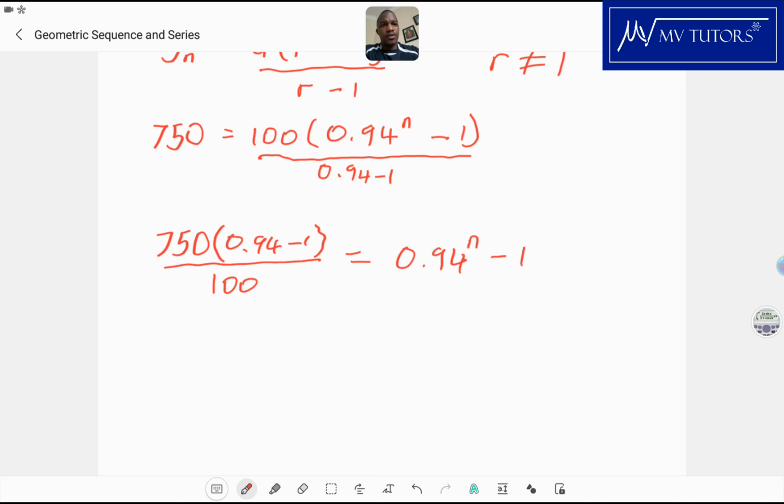Now all I want to do is really just simplify it further. So I'm going to cancel 10 on each side so that I have 75 times 0.94 minus 1, divided by 10, minus 1. It's not going to be minus. If I bring it to the other side, it becomes plus 1, so that I'm left with 0.94 to the power n.